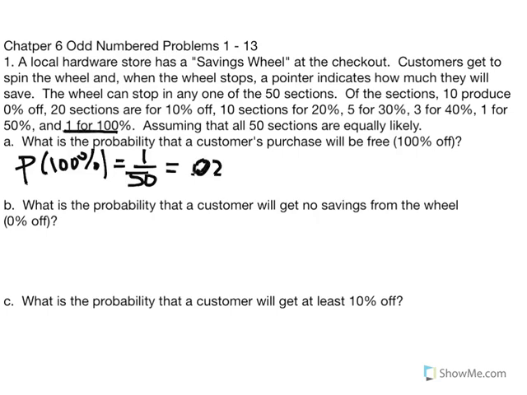Again, probability is often expressed as a percentage. You know, what is the probability that it will rain tomorrow? It's often expressed as a percentage. So this is 0.02, which is the same as saying 2%. So there's a 2% chance that a customer at this hardware store will receive the purchase for free, get 100% discount.